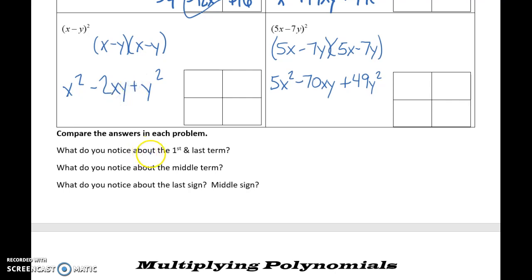So what you should notice down here, it says, what do you notice about the first and last term? And they are the square of the first and last.